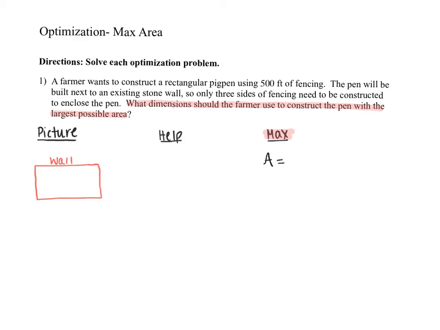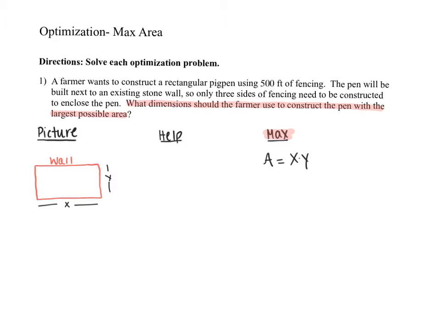So area is length times width, but I'm going to use x and y instead of length and width. We'll use x for the horizontal distance, and we'll use y for the vertical distance. I like to use x because that reminds us of the x-axis, and y going up and down reminds us of the y-axis. And we're going to need a little bit of a helper equation.